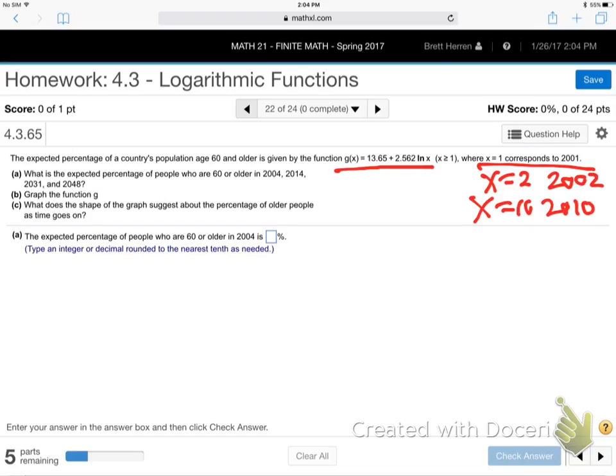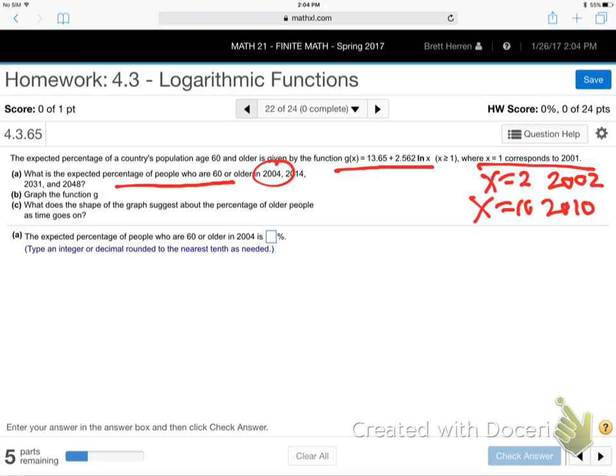Get the idea? So now they're saying, what is the expected percentage of people who are 60 or older in 2004? This is something that Social Security and other organizations, medical establishments are constantly doing. You know, our aging population, right? Our population's getting, on average, older and older. There's less and less young people, more and more old people. Social Security is going to collapse, they say. Anyway, so these are the kind of calculations.